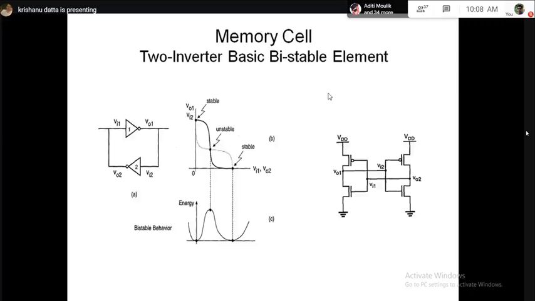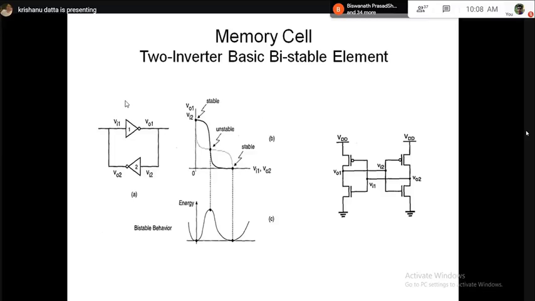So what is the basic element of a sequential logic structure? The basic element, if you see the left picture, is a back-to-back inverter, inverter 1 and inverter 2. And the way they are connected, the output of inverter 1 is input to inverter 2, and output of inverter 2 is input to inverter 1.